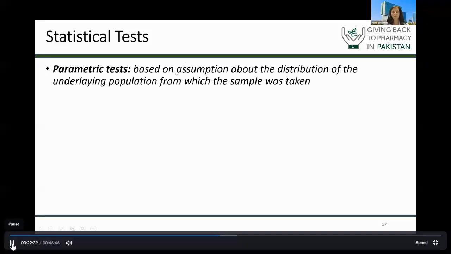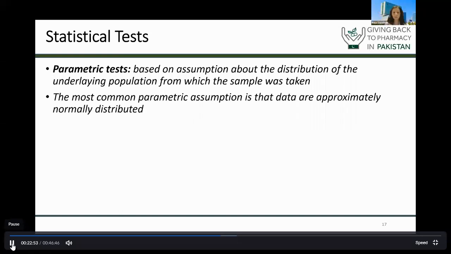Parametric tests are based on an assumption about the distribution of the underlying population from which the sample was taken. It sounds complicated, but it really isn't. It just looks at data that is normally distributed, which is the bell shape that you saw in the previous slide. So the most common parametric assumption is that the data are approximately normally distributed.